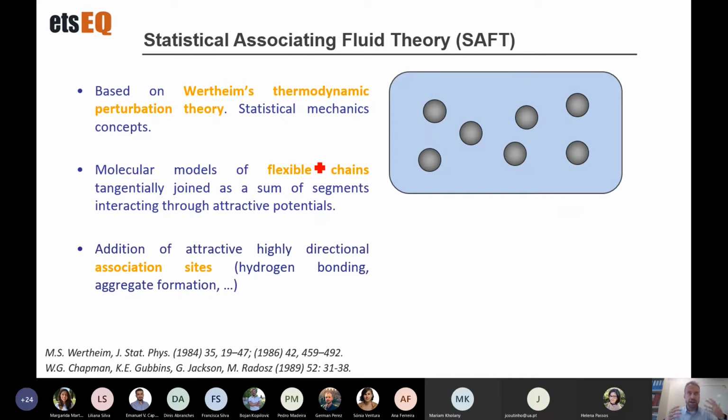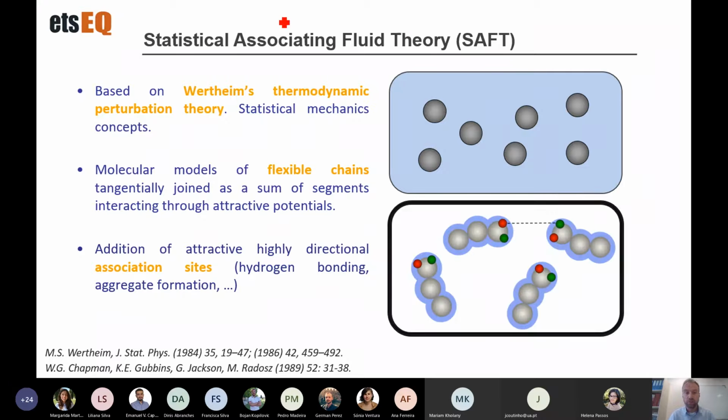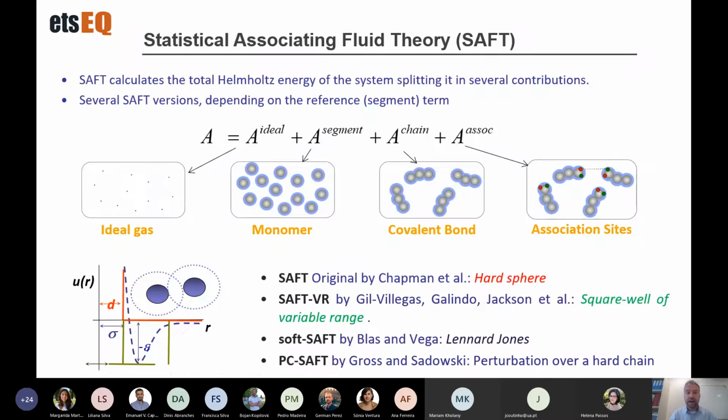The main outcome of SAFT is the addition of a specific contribution to consider hydrogen bonding. Okay, this was done through the Bernheim's thermodynamic theory, and this is the main difference with respect to classical equations of state, such as cubic equations of state, which does not consider this effect. Another difference is the fact that as they are based on statistical mechanics, they build and calculate the energy of a single molecule. So the expression is written in terms of the Helmholtz energy, instead of being written in terms of pressure as classical cubic equations of state.